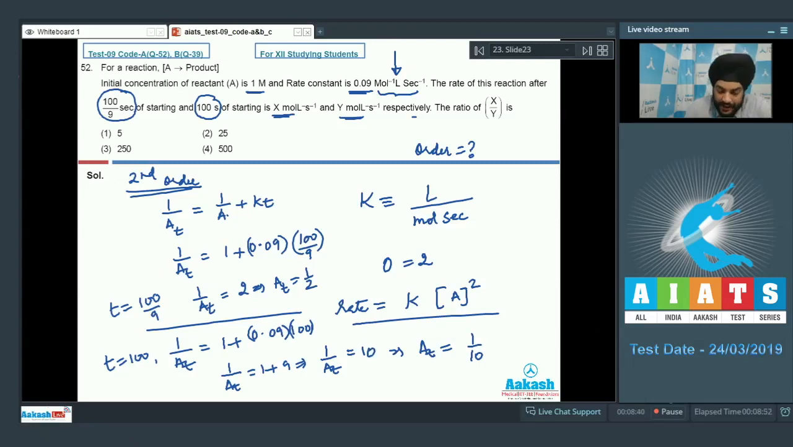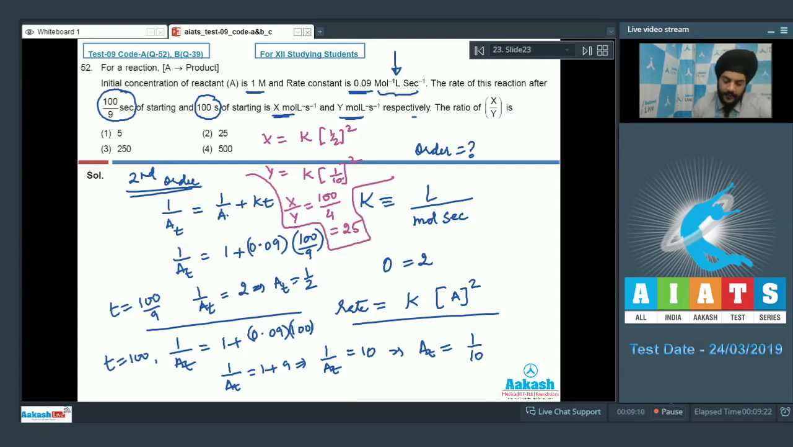So students, we have to now comment on the rate after 100 by 9 seconds and after 100 seconds. So X is equal to K into half whole square, whereas Y is equal to K into 1 by 10 whole square. So we can have the value of X by Y equal to 100 upon 4, which is equal to 25. Okay. So students, for this question, we have to select the correct option as option 2. Let us look at the next question.